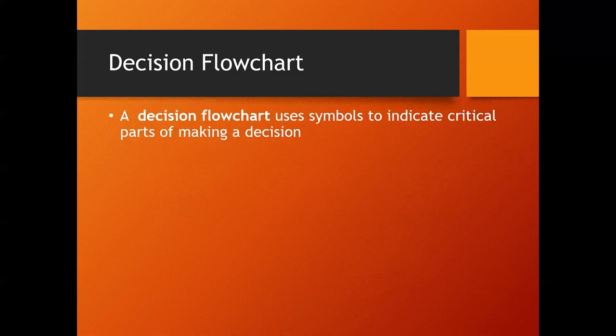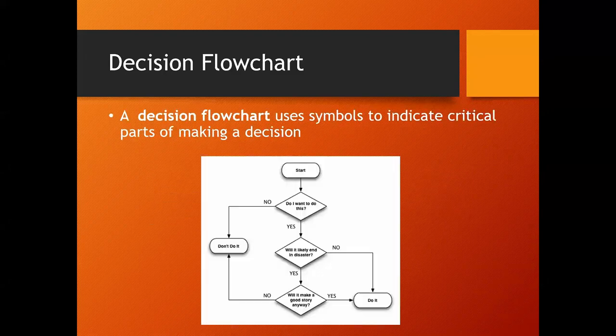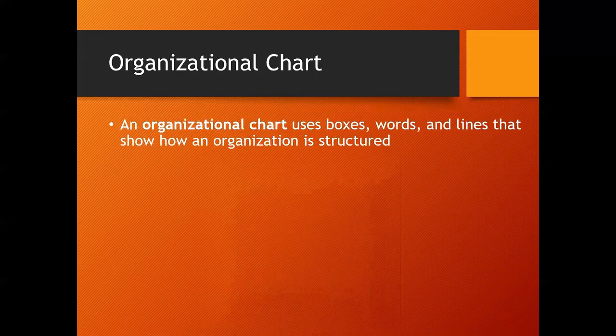On the other hand, a decision flow chart indicates critical decisions that need to be made and the possible outcomes of those decisions. The biggest difference in this decision flow chart are the diamond, I think they're actually called rhombus, shapes that indicate a decision that has to be made at some level. And if that decision is no, or yes, what the follow-up steps to that decision would be.